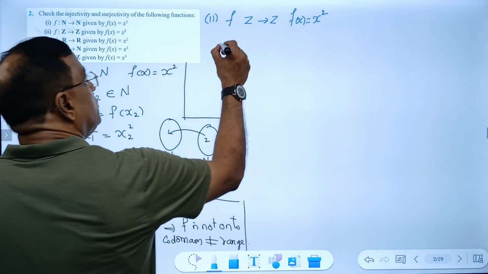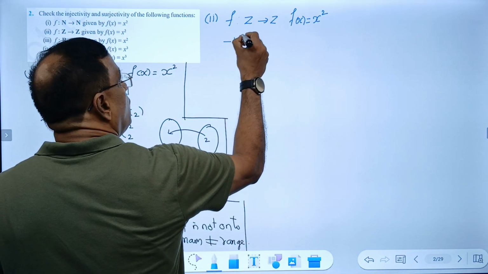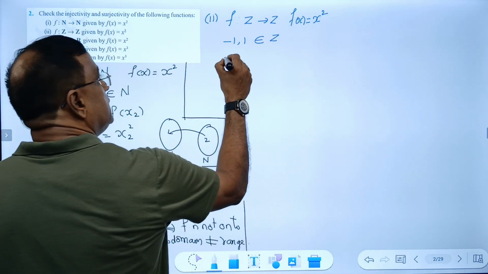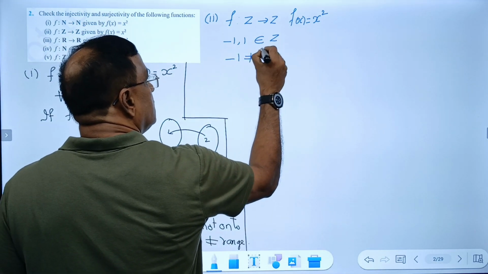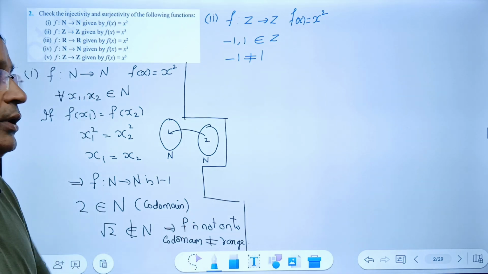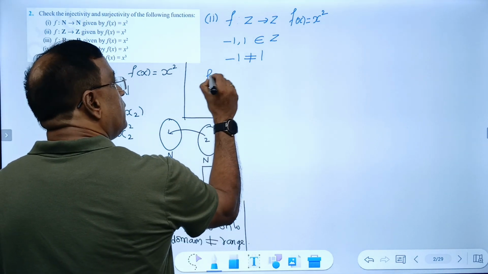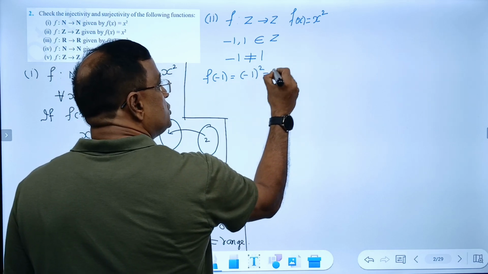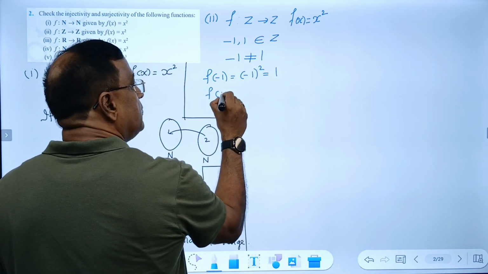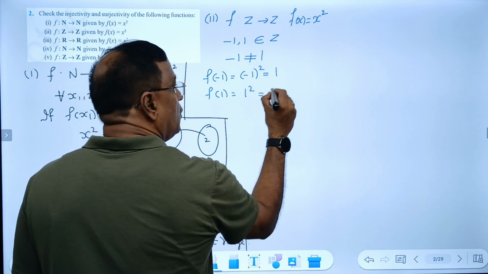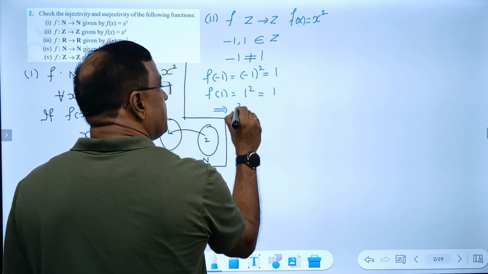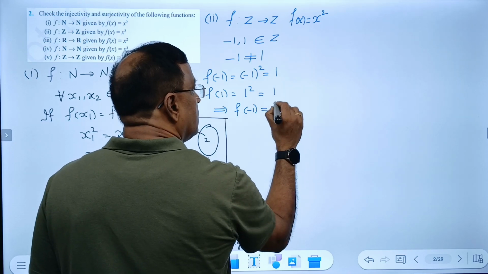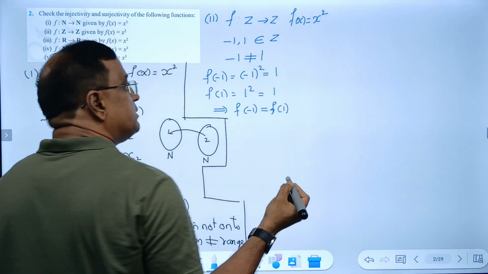Now what happens? You know very well, minus 1 and 1 belong to integers, right? Clearly minus 1 is not equal to 1, x1 not equal to x2. But if you see, f of minus 1 is minus 1 the whole square, which is 1. And what is f of 1? Which is 1 square, that is also 1. This implies f of minus 1 equal to f of 1, which is against our definition.